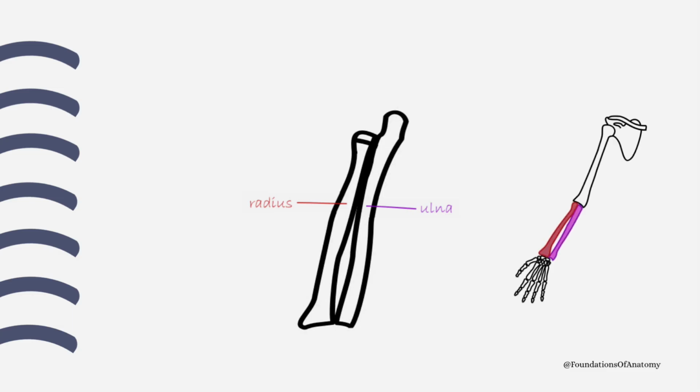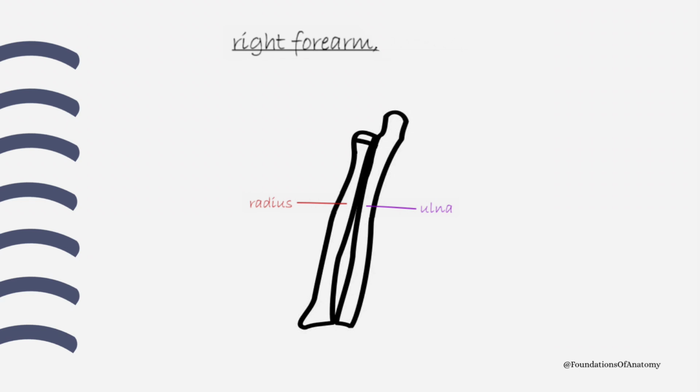The radius is the more lateral of the two, meaning that it is on the outward side of the body, the side with the thumb, while the ulna is more medial, on the inward side with the pinky. More specifically, these are the right anterior radius and ulna.